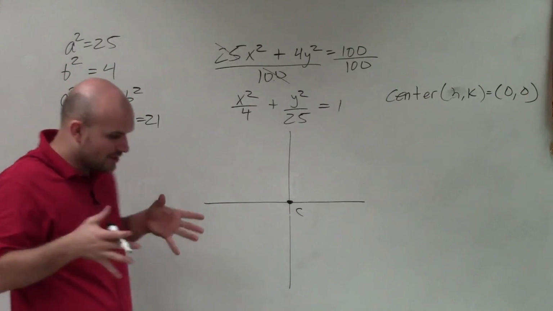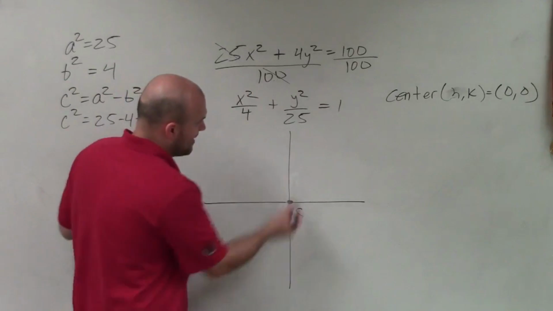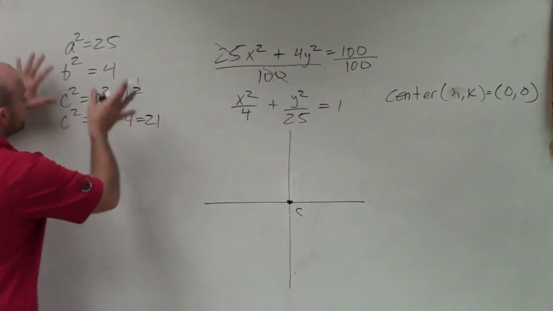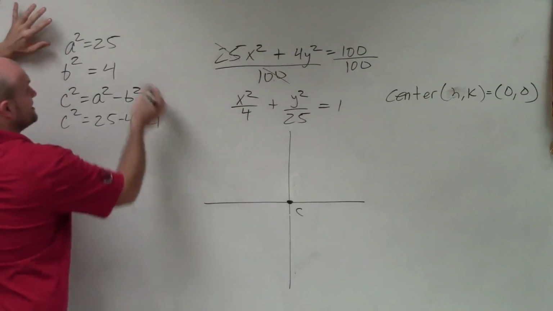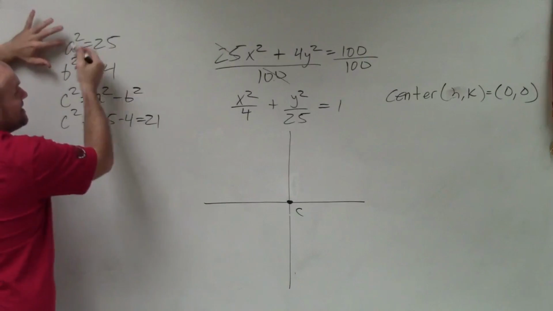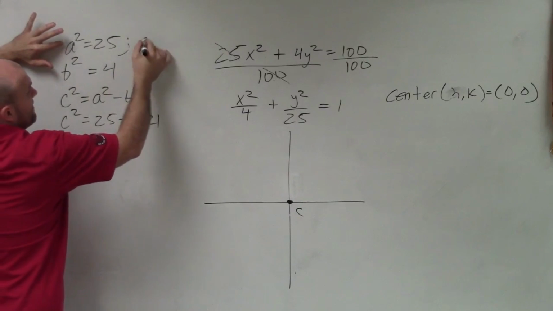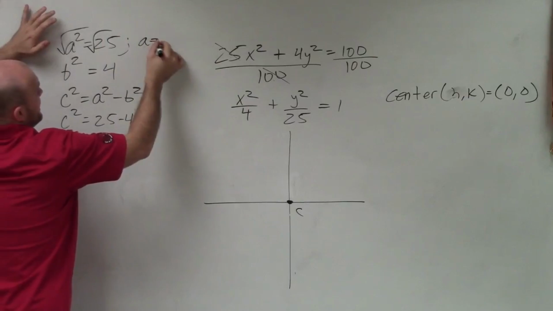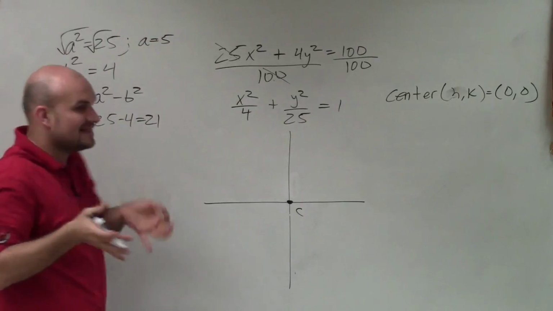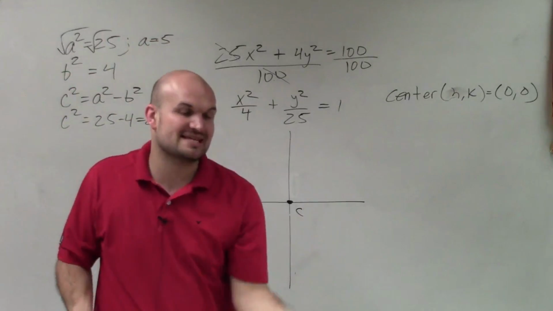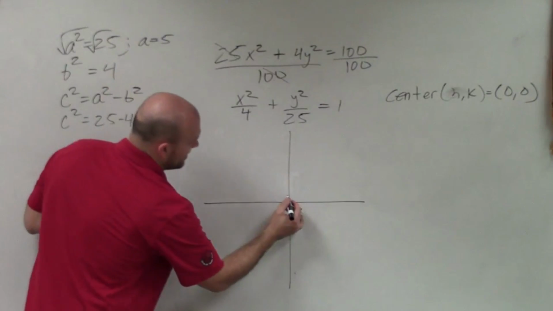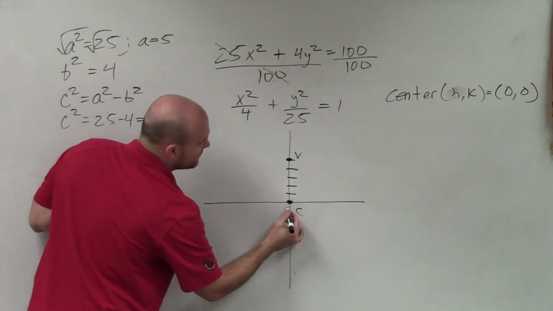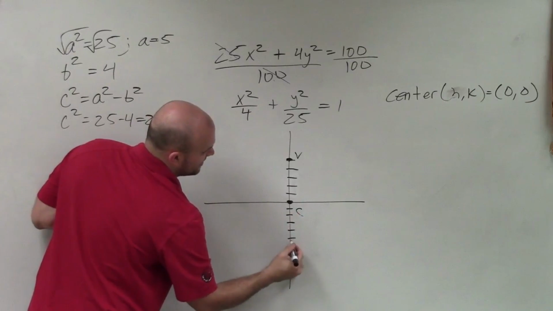Now, since I know it's vertical, it's going to be going up and down. My vertices and my foci are all going to lie in that line. Now, the distance from the center to my vertices is going to be the value of a. Well, right now, I just know what a squared is. So to find a, I take the square root of both sides, and a equals 5. So again, that's an absolute distance from the center to the vertices. So I'm going to go up 5, 1, 2, 3, 4, 5. That's one vertex, and then down 5, 1, 2, 3, 4, 5.